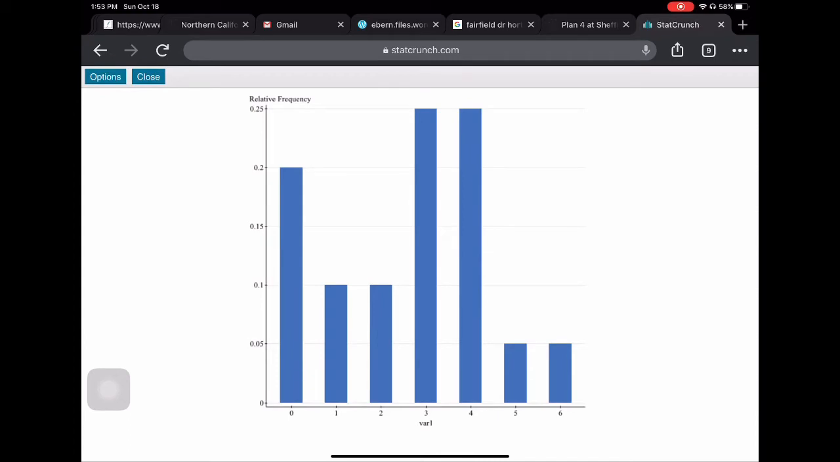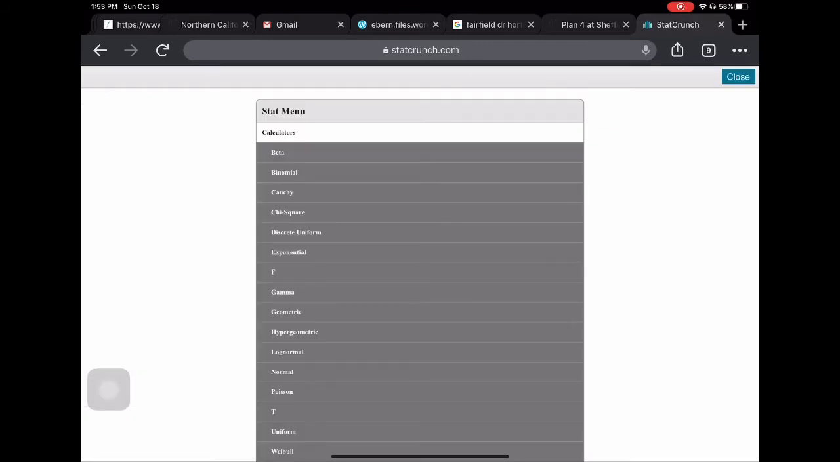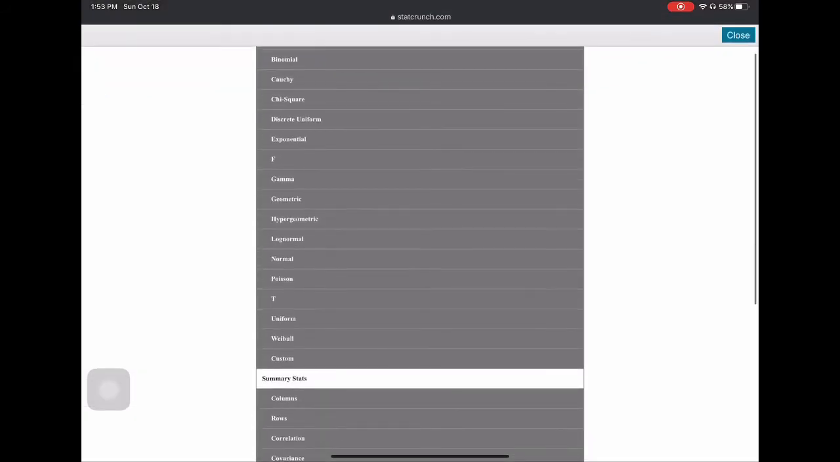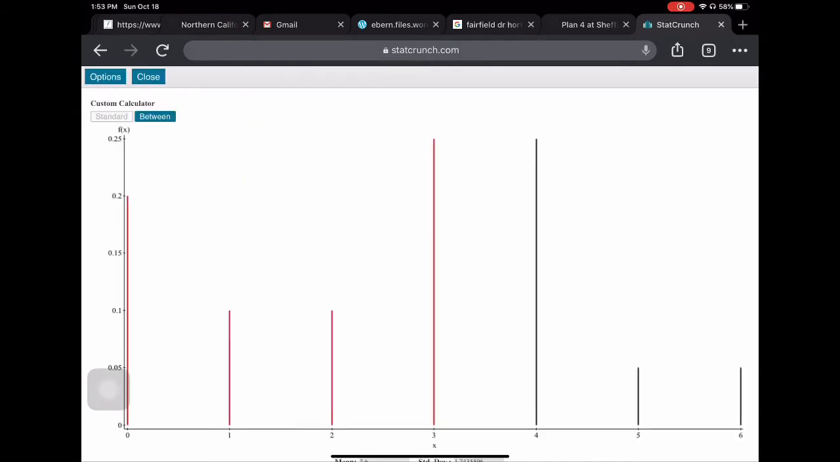Now we want to know the expected number of eggs we should find and the variance of that. Well, this information is not shown here, so we actually need to calculate using a custom calculator. We're going to close, and we're going to stat calculators. At the very bottom, you want to click custom, where our values are in variable 1, and our weights are in variable 2, and then we click compute.